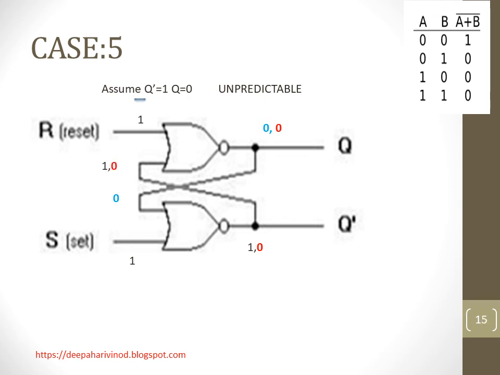Next case, if q bar is assumed as 1, see here q bar is made 1, that 1 goes here. So 1 and 1, now that will be 0, that 0 goes here. 0 0, it will be 1. So when q bar is equal to 1, if reset is equal to 1, then q output will always be 0. That is the ultimate conclusion for this. So our truth table 2 conditions got satisfied here.